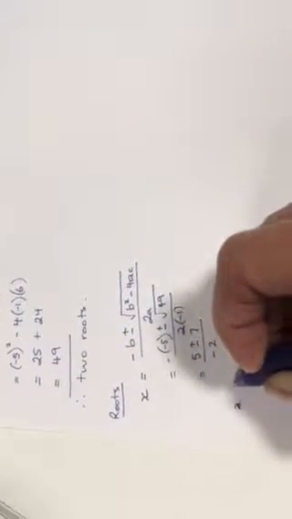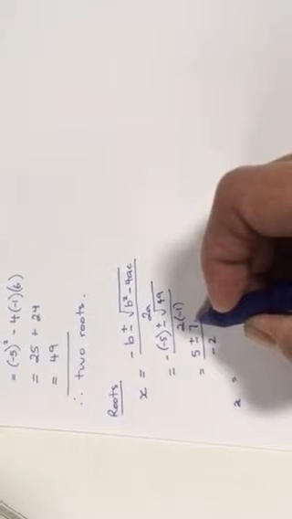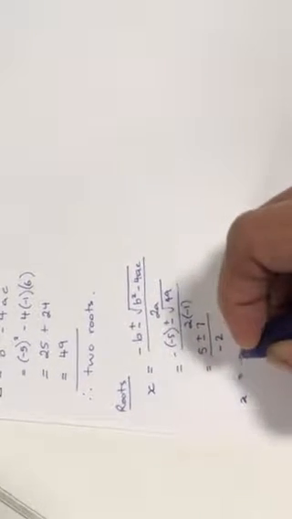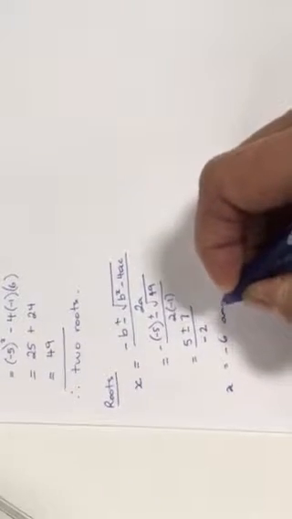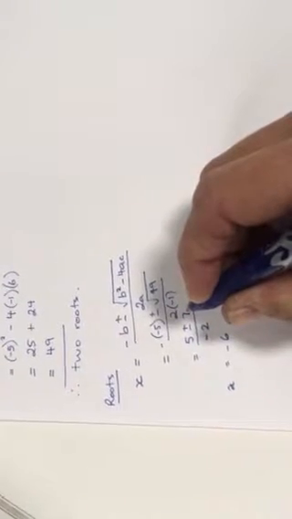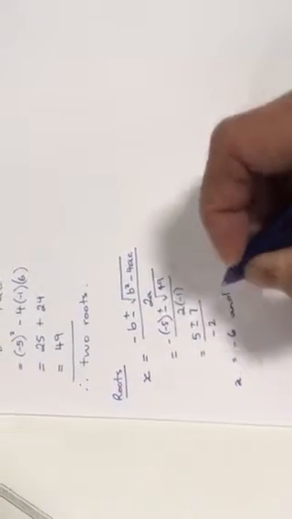So I can say x is equal to 5 plus 7, which is 12, divided by -2, which is -6, and 5 take 7, which is -2, divided by -2, which is 1.